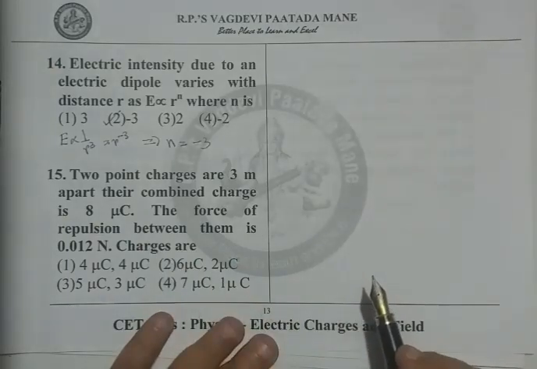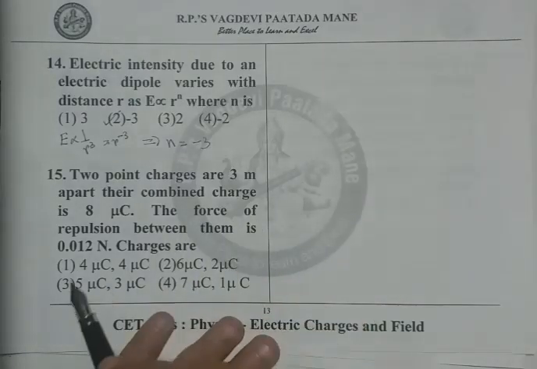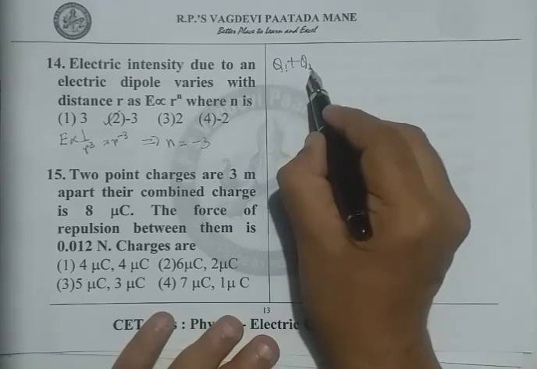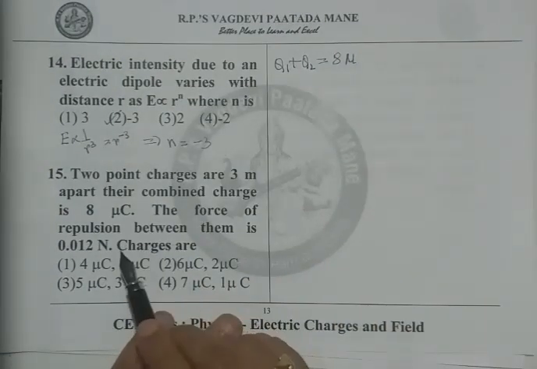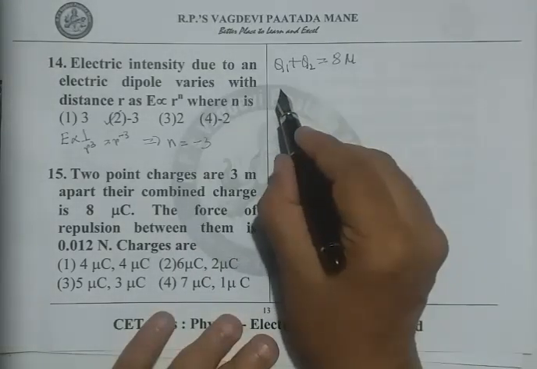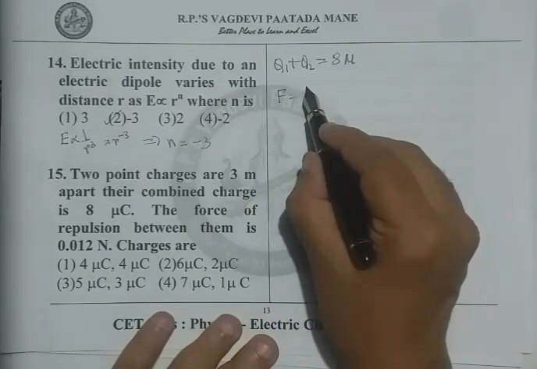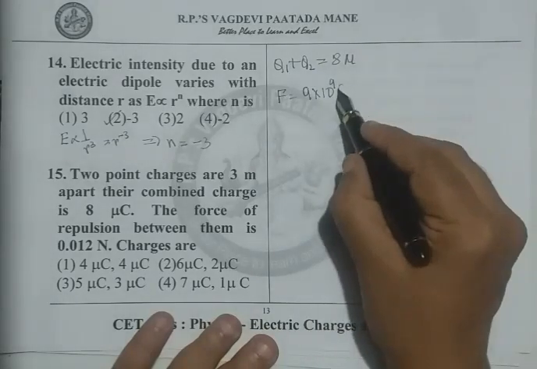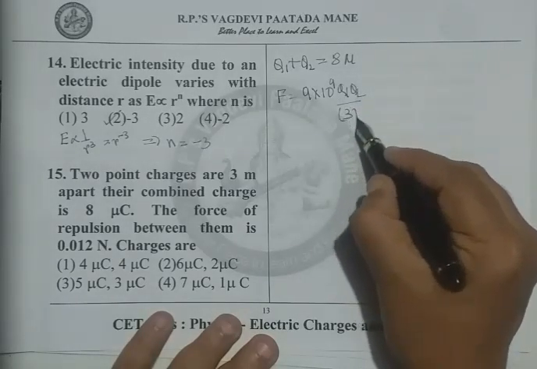Now, going for the 15th. Two point charges are 3 meters apart. Their combined charge is 8 microcoulomb. That means I can write simply Q1 plus Q2, two charges whose sum is 8 micro. Now, the force of repulsion between them is 0.012 Newton. That means I can write force F from Coulomb's law as 9 into 10 raised to 9 Q1 Q2 by distance square, 3 square.